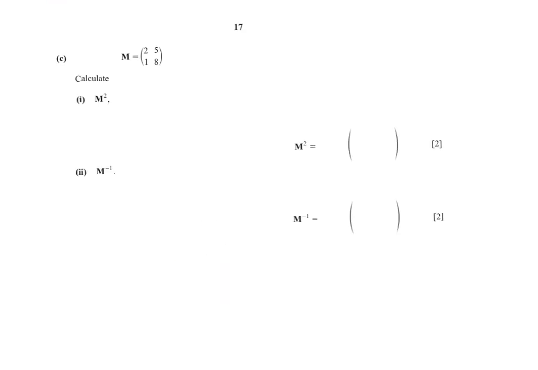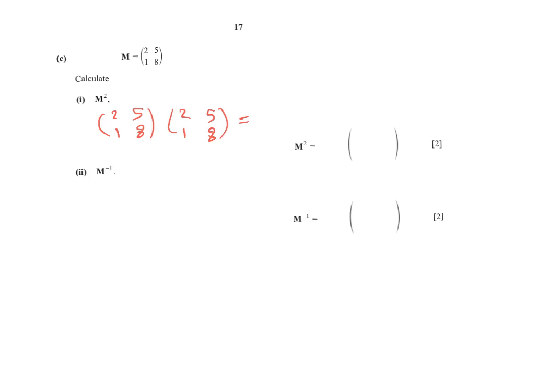C. M equals the matrix 2, 5, 1, 8. Calculate M squared. M squared means M times M, so 2 5 1 8 times 2 5 1 8.